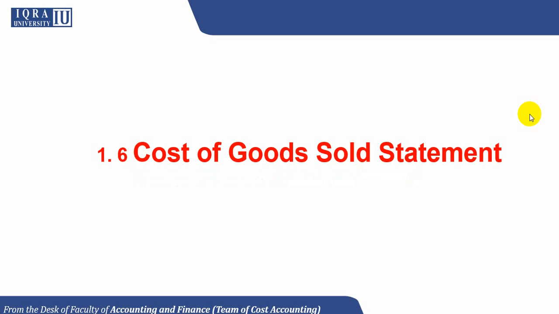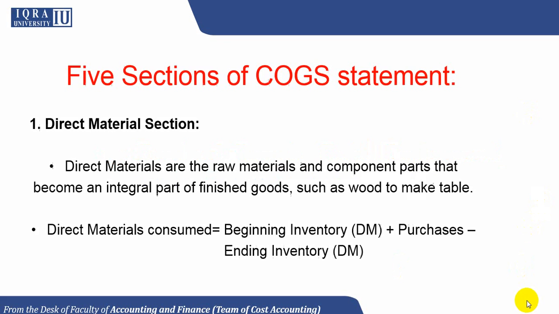7.6 Cost of goods sold statement. In this we are going to discuss the cost of goods sold statement. It has 5 sections. One by one we will discuss.